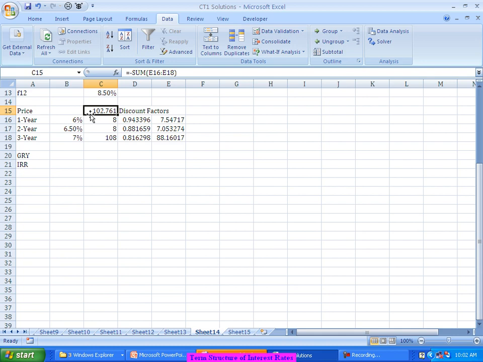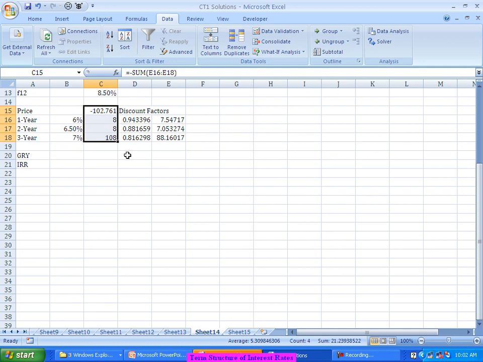The price of the bond is 102.761. And how do I use this price information to arrive at the gross redemption yield? I'll find out what is that specific annual rate of return.